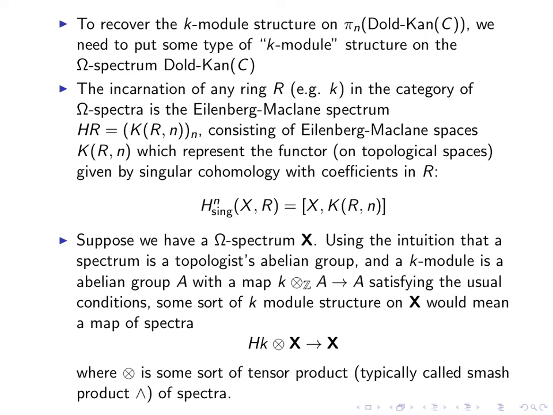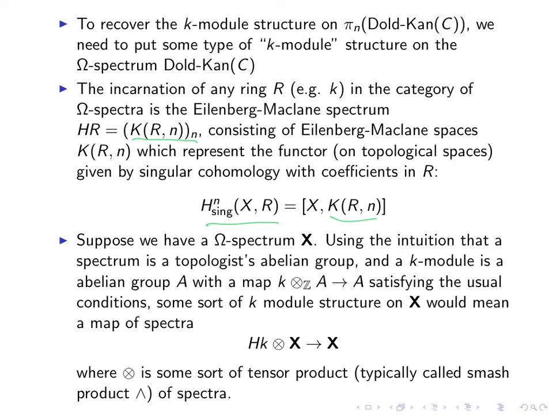The incarnation of any ring R in the category of omega spectra is the Eilenberg-MacLane spectrum, HR, and that consists of a sequence of spaces called the Eilenberg-MacLane spaces, and these spaces represent the functor on topological spaces given by singular cohomology with coefficients in R. In other words, if you have a topological space X and you want to take its singular cohomology with coefficients in R, that equals the group of homotopy classes of maps from X to the Eilenberg-MacLane space K(R,n).